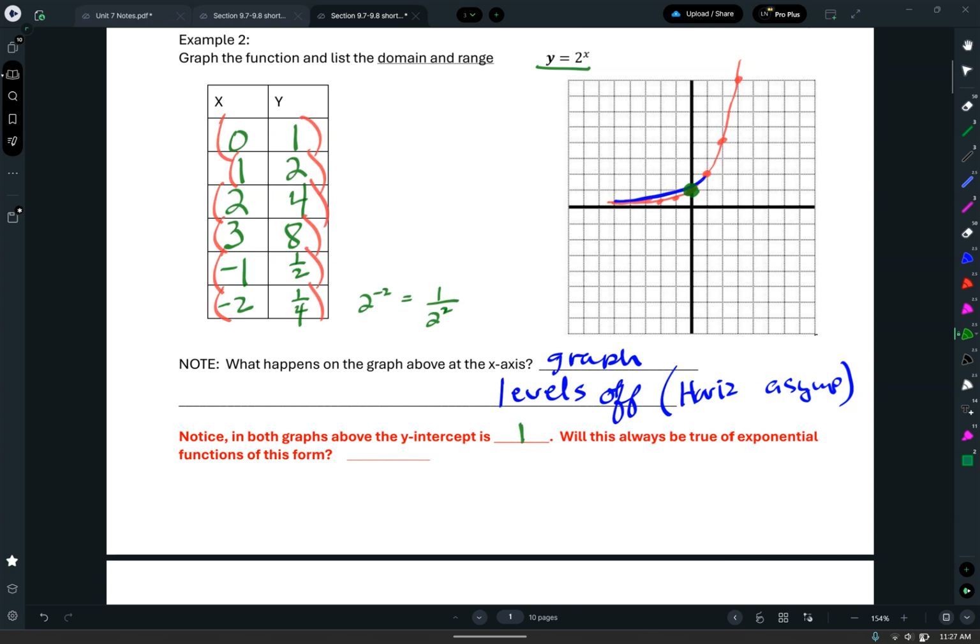And will this always be true of exponential functions of this form? Well, the ones we did, it was the same. So think about it. If I have an exponential function, let's say I have 10 to the x. If x is 0, then will the y value always be 1? Yes, because anytime the exponent is 0, then the answer is 1. So the answer here is yes. These are always going to go through the point (0, 1).